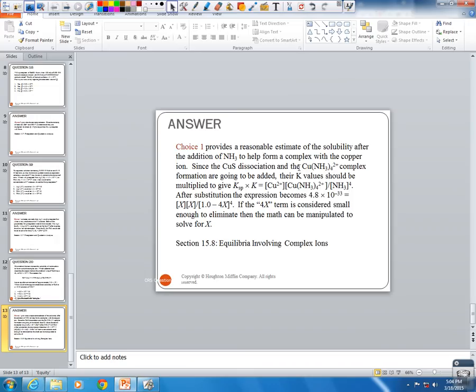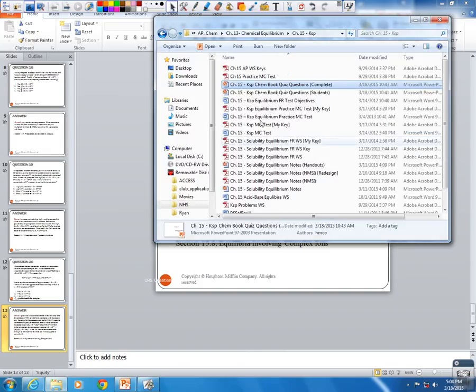Let me see your force change real quick. I want to go. All right, I want to go to the one that's darker looking. It says Ksp, solubility, equilibrium, multiple choice. I want to go to that one. Whatever you feel like.